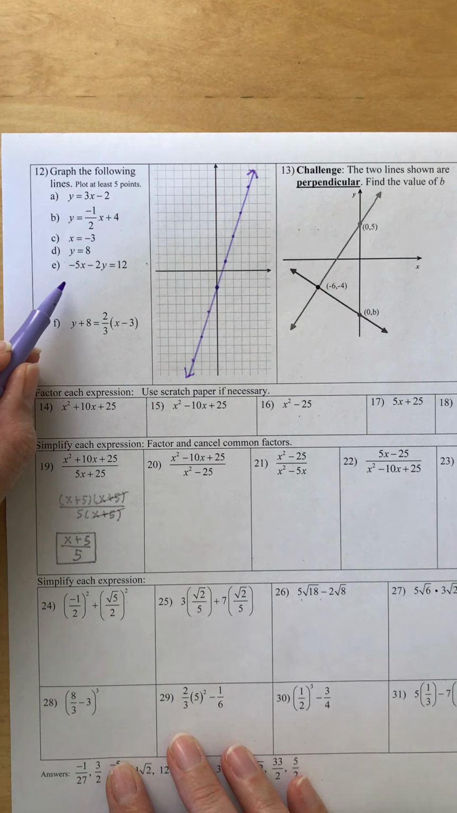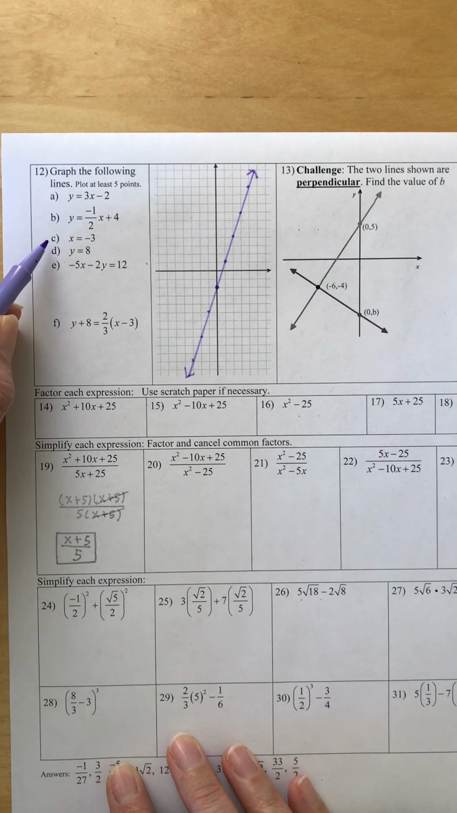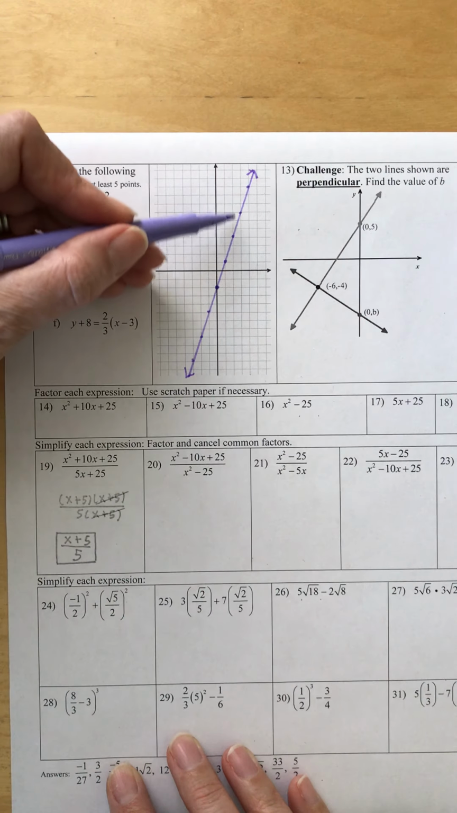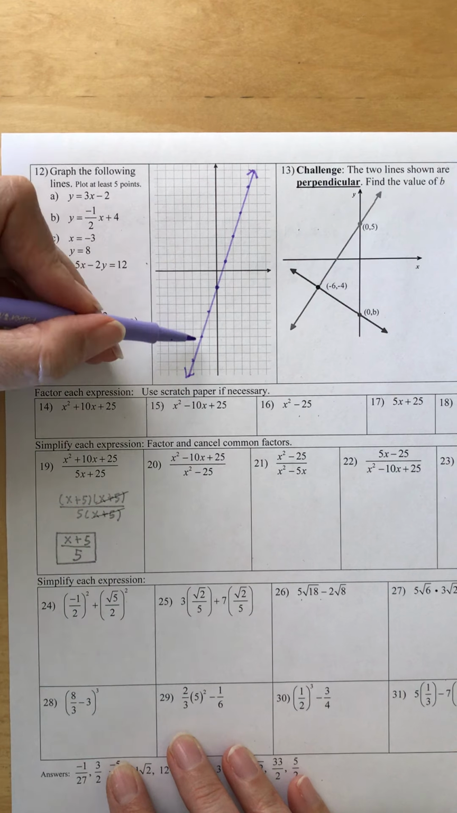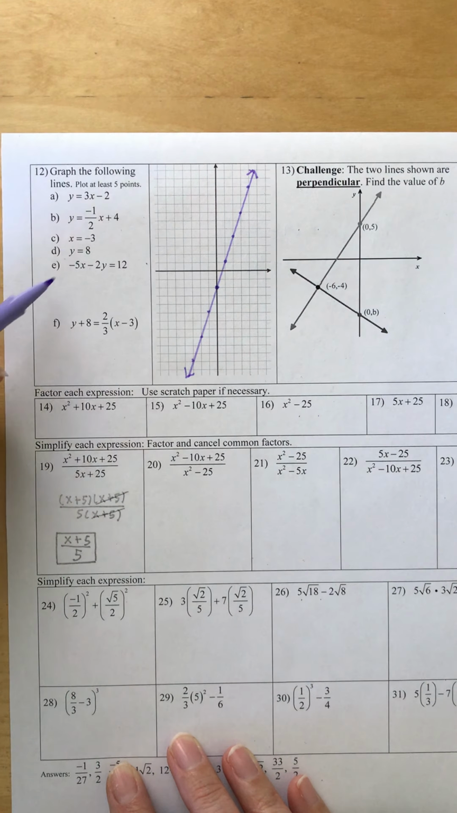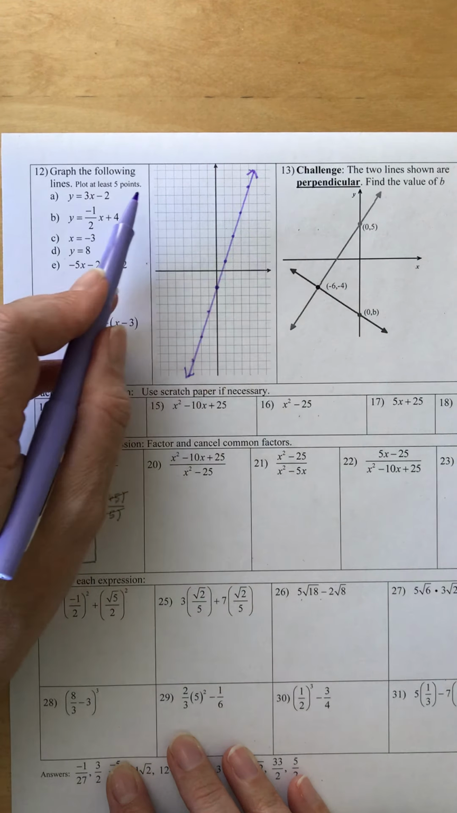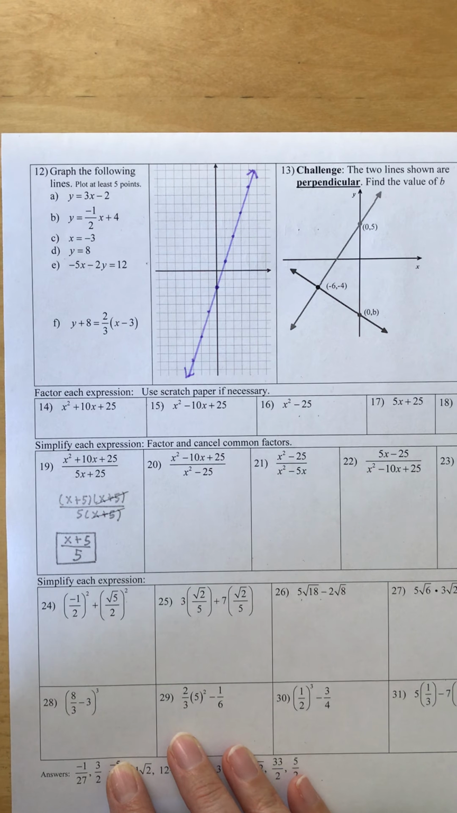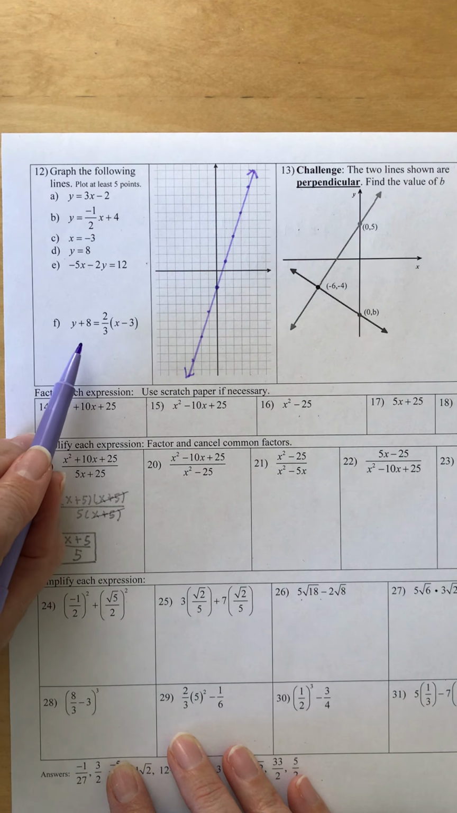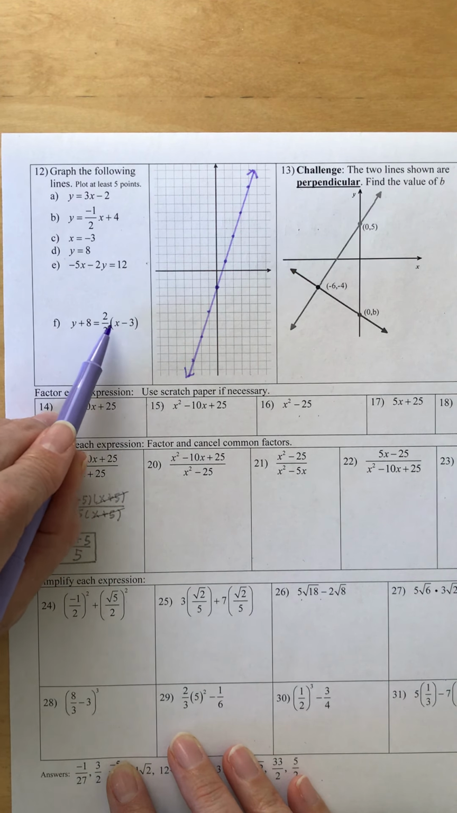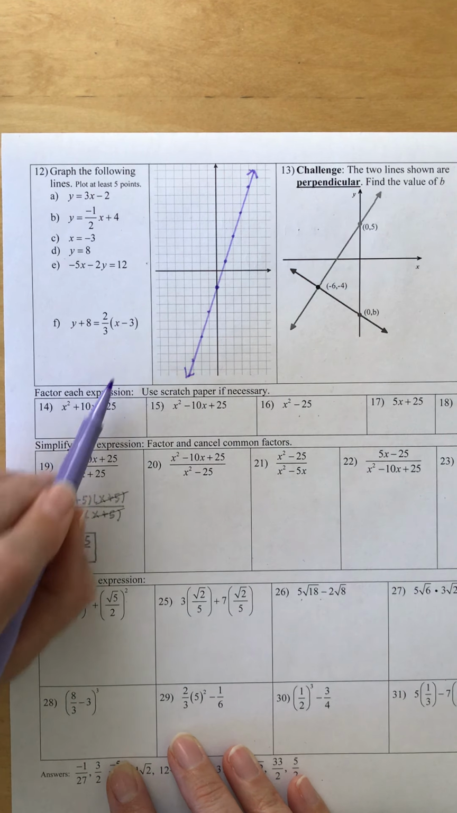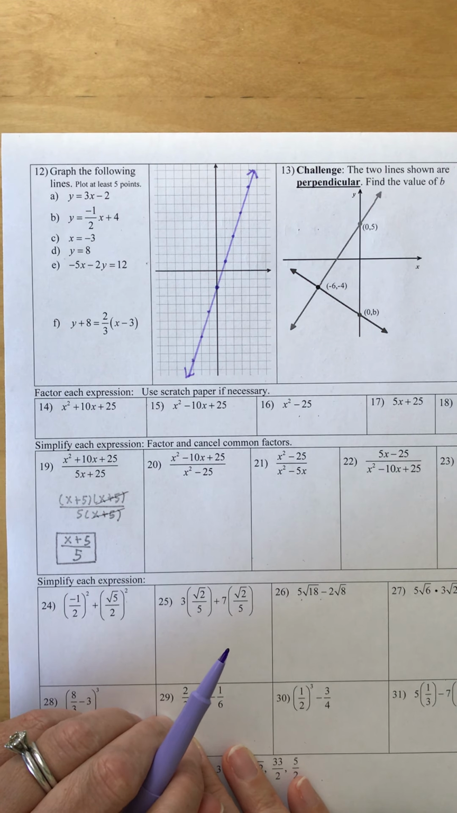On question E, just change it to y equals form. Question C, x equals negative 3 is a vertical line that goes through negative 3, so it'll be over here. Y equals 8 is a horizontal line. Here you could graph the point 3, negative 8, and then put on a slope of 2/3, or you could distribute and get it into y equals mx plus b to get that.